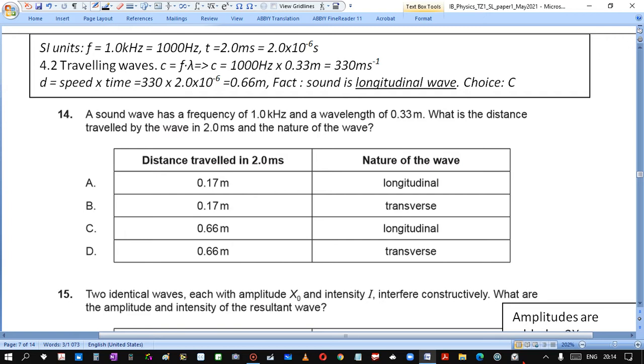Question 14. A sound wave has a frequency of 1 kHz and a given wavelength. What is the distance traveled by the wave in 2 milliseconds and the nature of the wave? SI units: kilohertz to hertz, millisecond to second. Traveling wave, wave equation. We find the speed of the wave. Distance is speed times time. We get the distance. And remember the fact that sound is a longitudinal wave, so choice C.